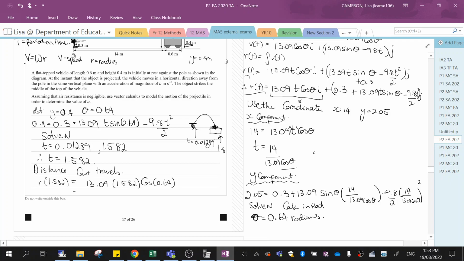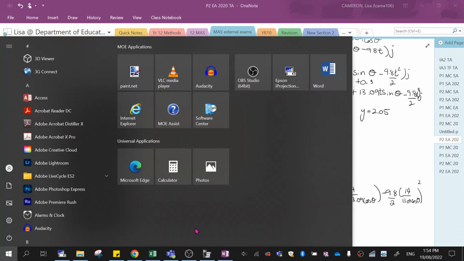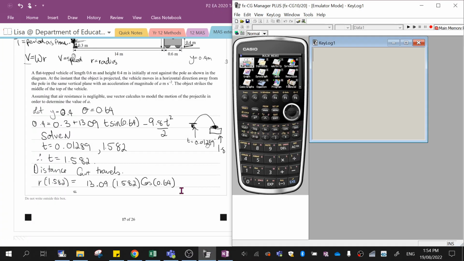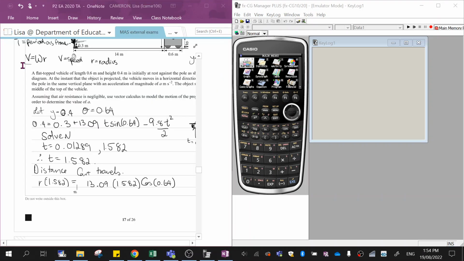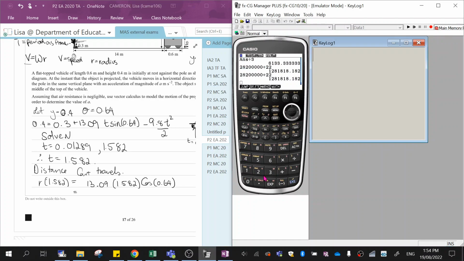Remember, make sure your calculator's in radians, otherwise, boom, there's your problem. Okay, so once you do this, let's just punch it in the calculator to make sure I'm not going to get any rounding errors. I've been avoiding putting it into Solve N in this video just to save you some time, because sometimes inputting it takes longer than doing the actual question. Okay, so execute.